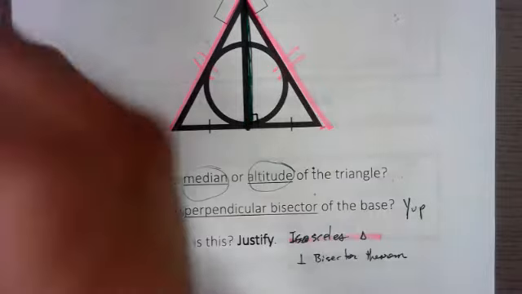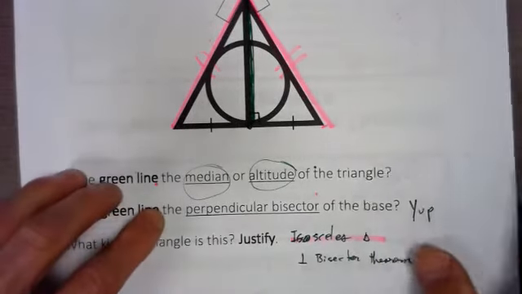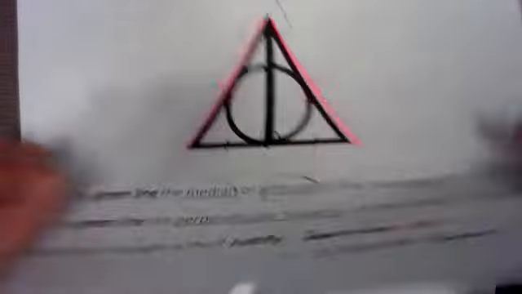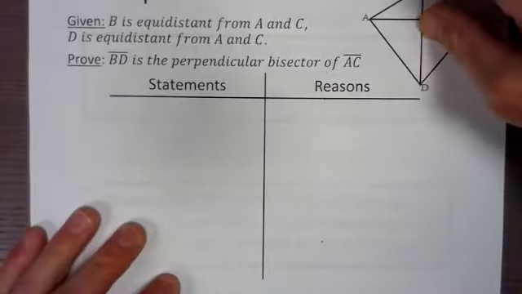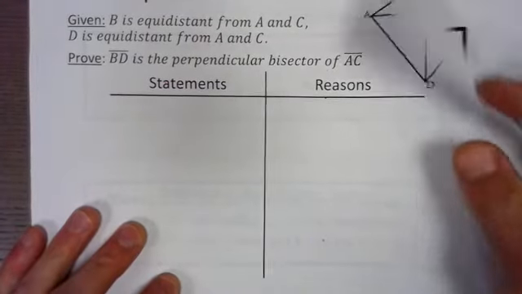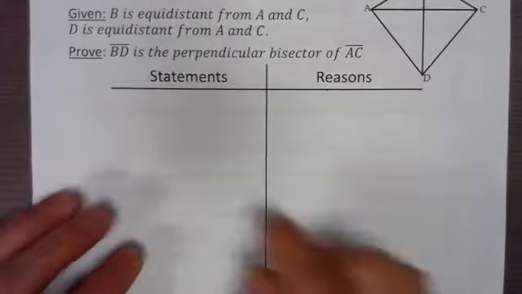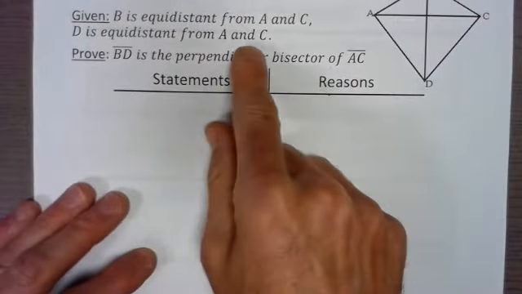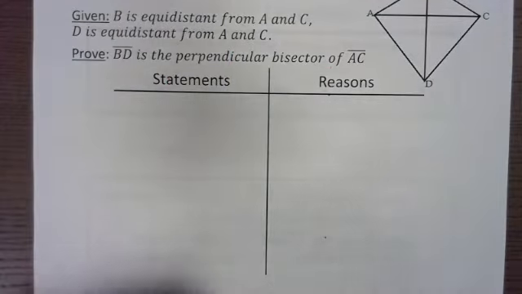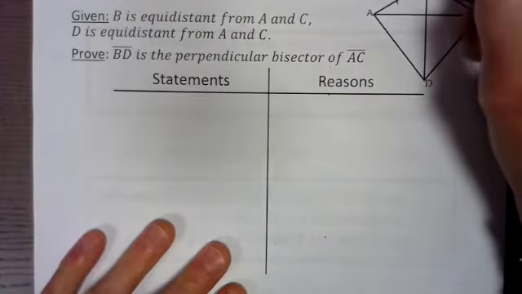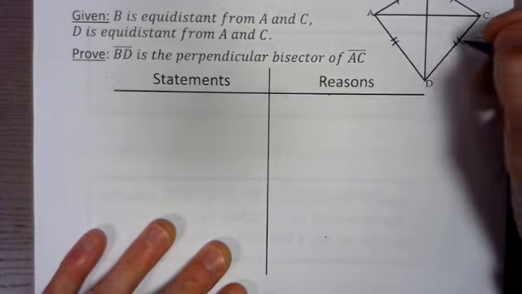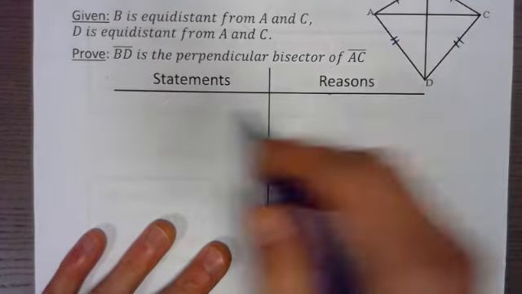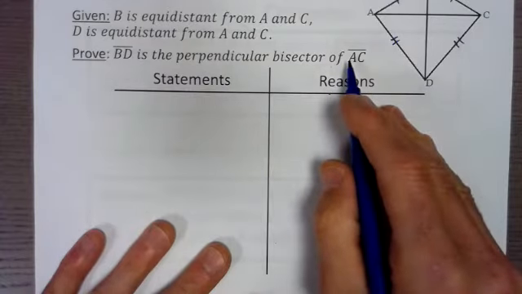This example here is another example of this kind of situation right here. Okay. In this example, we have B is equidistant from A and C, and D is equidistant from A and C. So that tells me that this is congruent to this, and D is equidistant from A and C also. These are congruent to those. Prove that BD is the perpendicular bisector of AC.